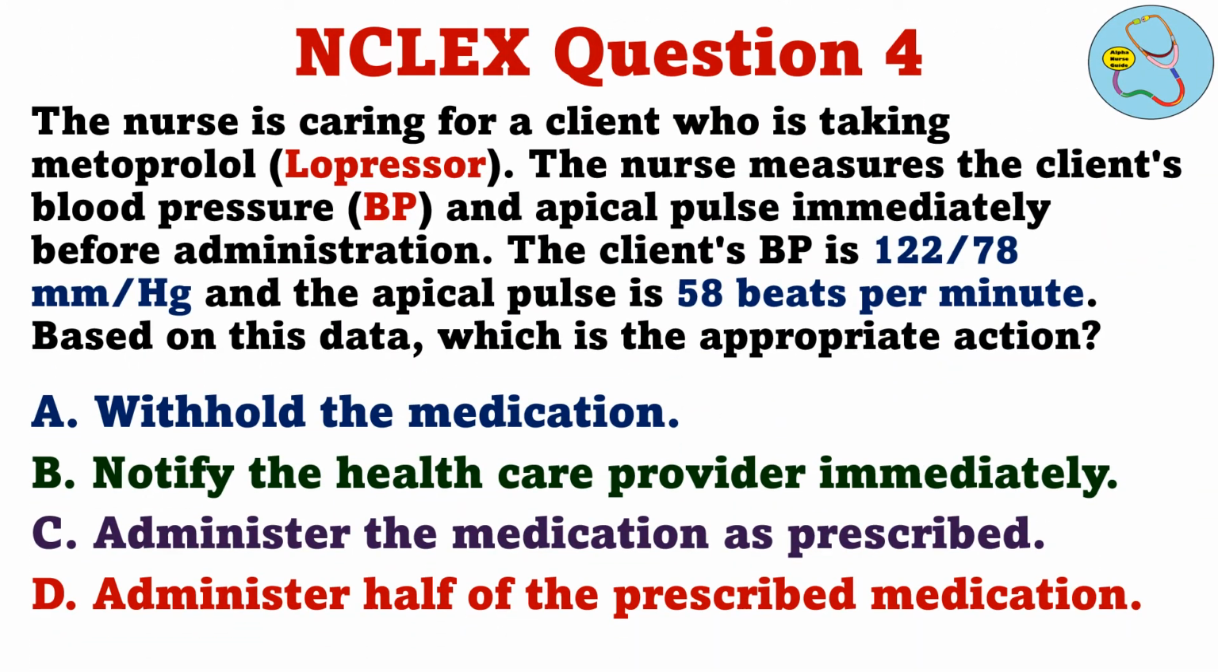Question 4. The nurse is caring for a client who is taking metoprolol. The nurse measures the client's blood pressure and apical pulse immediately before administration. The client's BP is 122/78 mm of mercury, and the apical pulse is 58 beats per minute. Based on this data, which is the appropriate action?